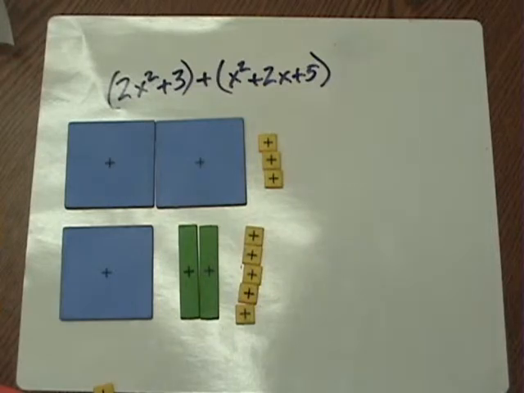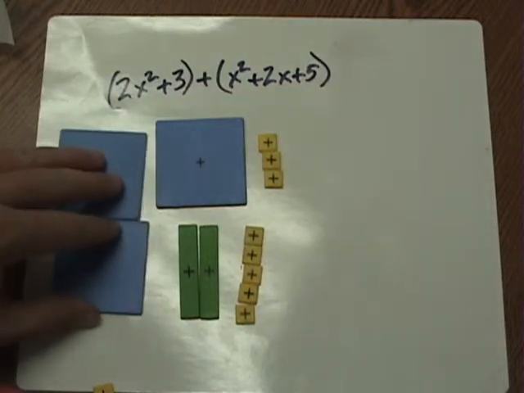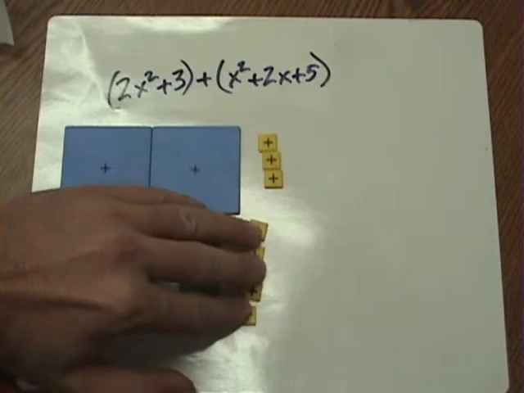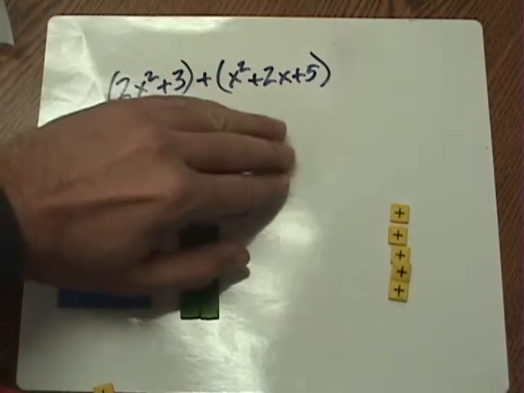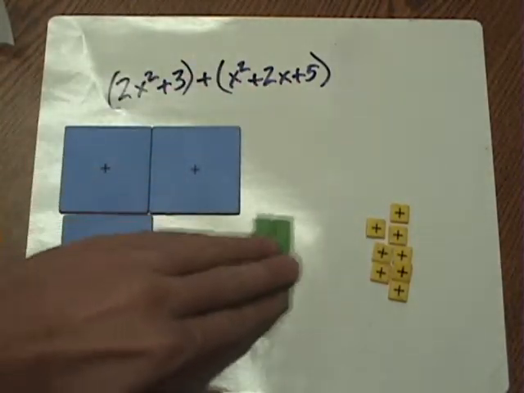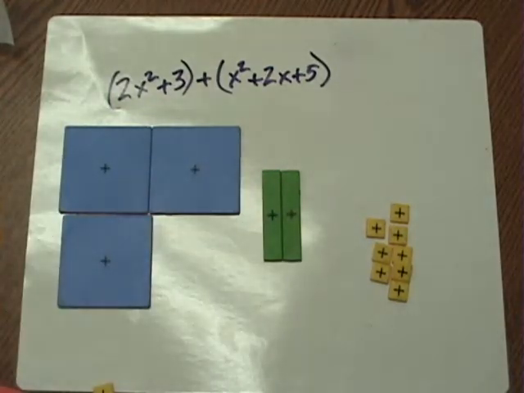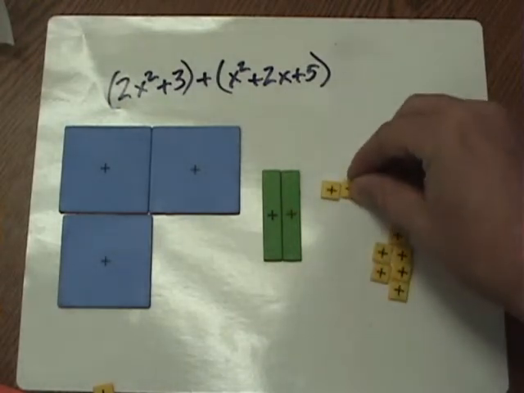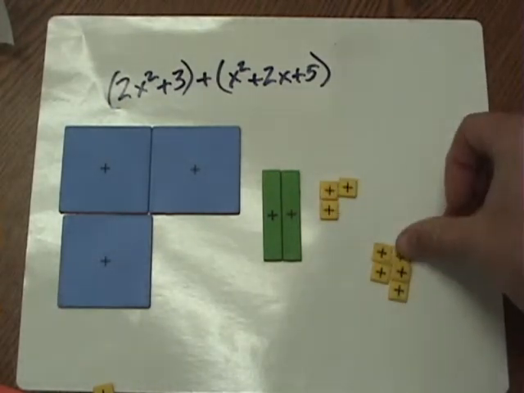Now to add these two quadratics together, all it is just a matter of adding all of the like tiles. So we could put our 3x squareds together. We could put our 2x's because there were no x's in the first one. And then we just add up all of our 1's.